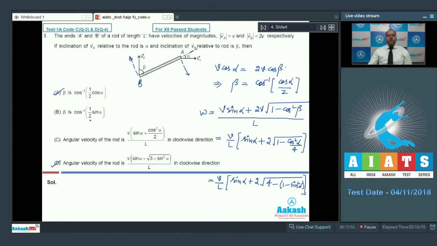So the correct answer for question number 3 is options A and D. Let's move to question number 4.